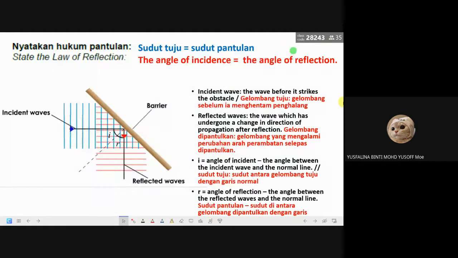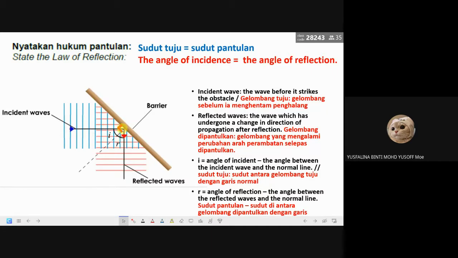Okay, so let's move on. State the law of reflection. The law of reflection says the angle of incidence is equal to the angle of reflection. Let's say this is the barrier, or we call it the reflector, and this is the incident wave. This is called the normal line. The normal line is 90 degrees to the reflector, or barrier. Then there is an incident wave here, and it will be reflected back.